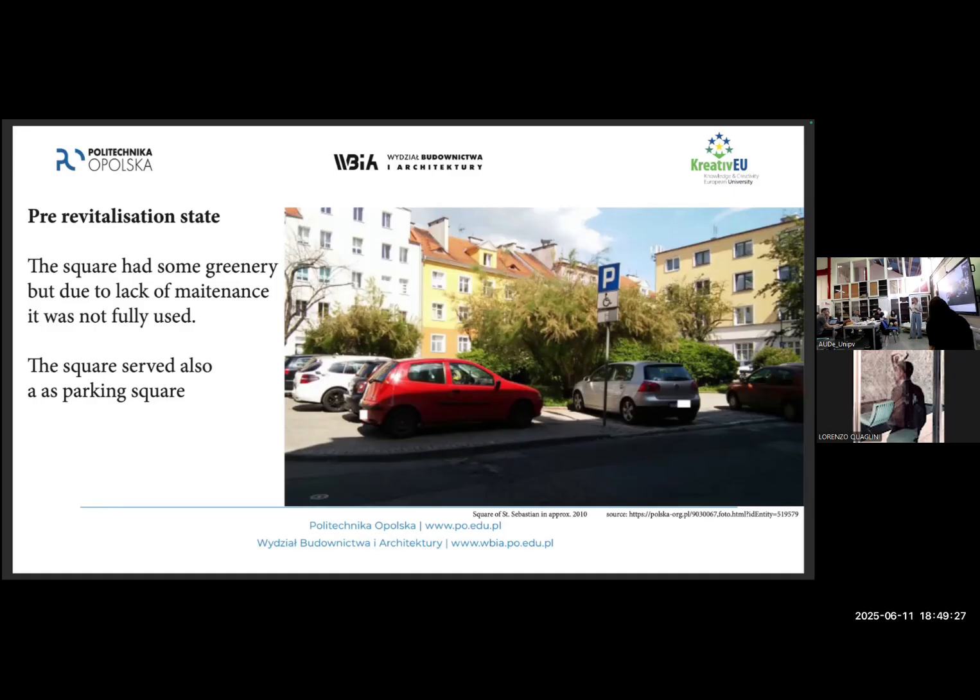But during that time, although there was greenery in the square, the greenery was not well maintained. It was not cut and taken care of. And also the space in between the greenery was used to park cars. So it was actually a very unfriendly space. In spite of the presence of greenery, it was very unfriendly. You had to move in between the cars because it was very narrow.